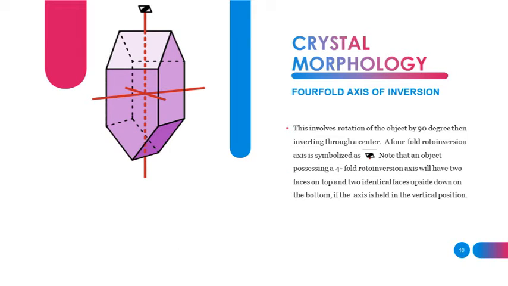So our next element is the four-fold axis of inversion. The four-fold axis of inversion involves rotation of the object by 90 degrees, then inverting through a center. A four-fold rotoinversion axis is symbolized as a diamond with a line in between. The illustration has two faces on the top and two identical faces upside down on the bottom if the axis is held in the vertical position.